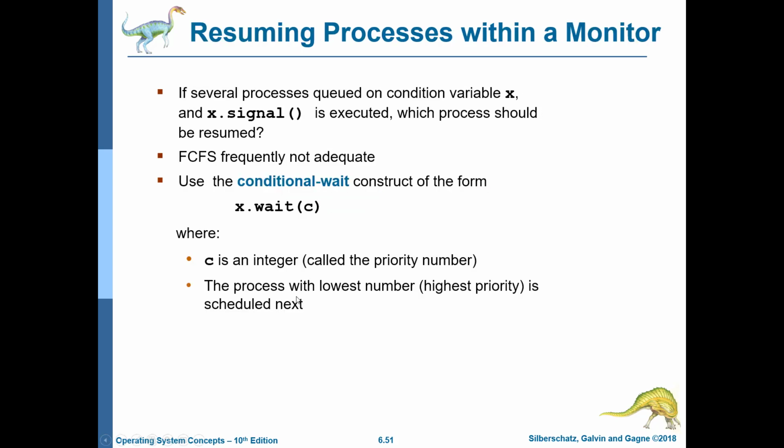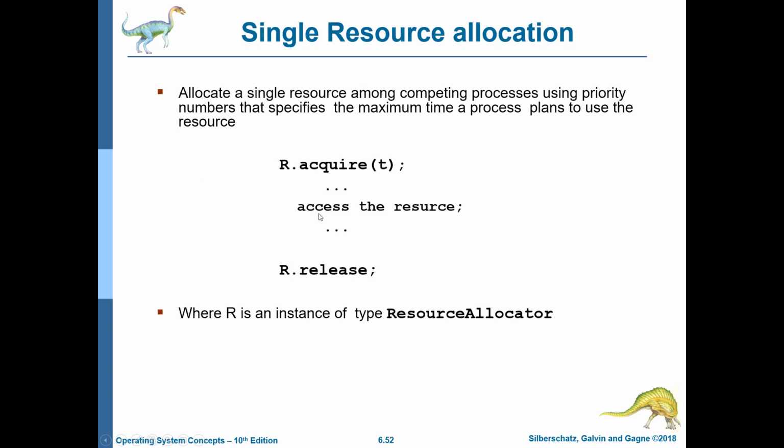So taking this forward, a slightly more fundamental question over here is that after x.signal is executed, if there are multiple processes, which one should be woken up? Wait can have some arguments where you can say that maybe every process has a priority number, where the priority is provided in the wait function call itself. So we can choose the one with, let's say, the highest priority and wake up that process.